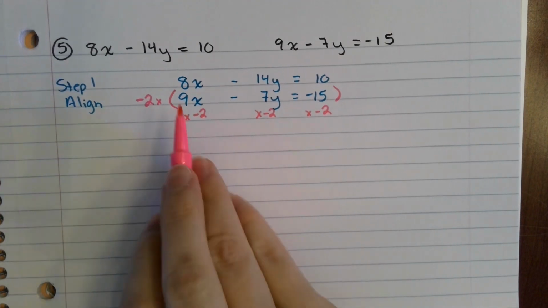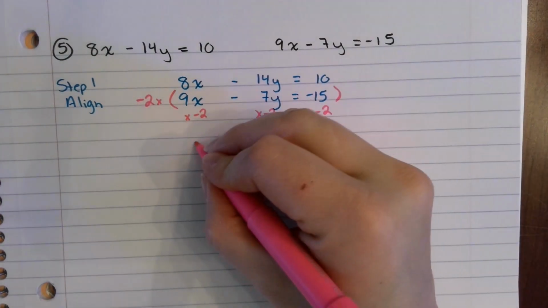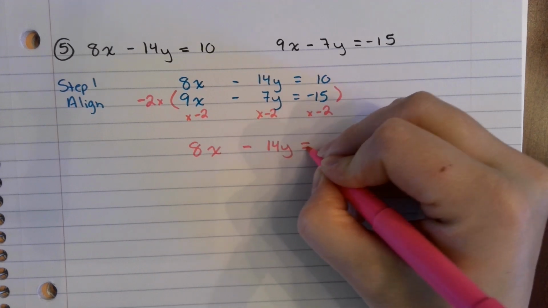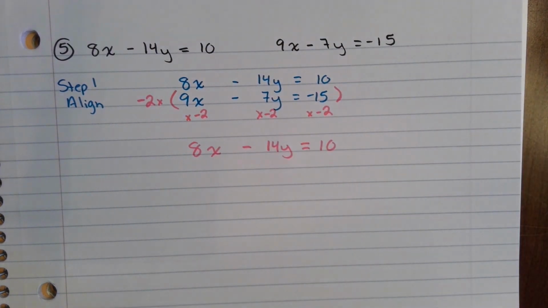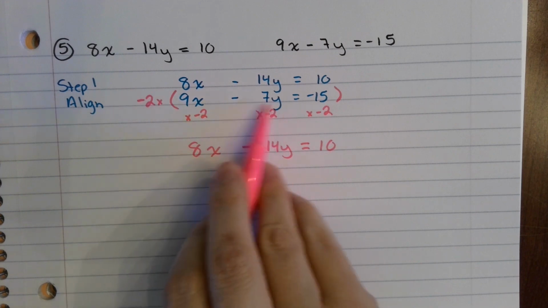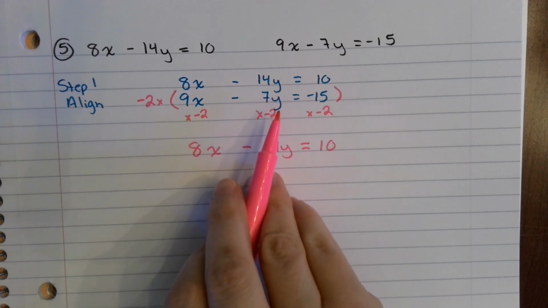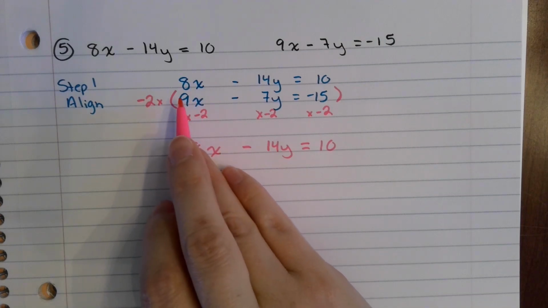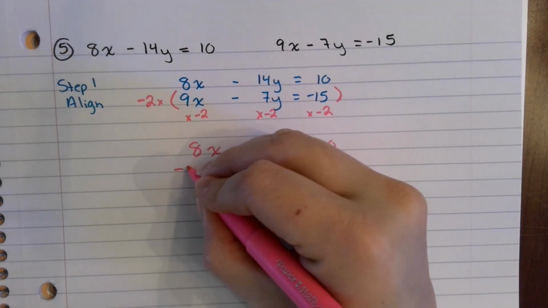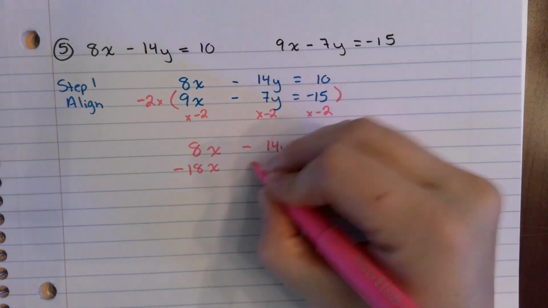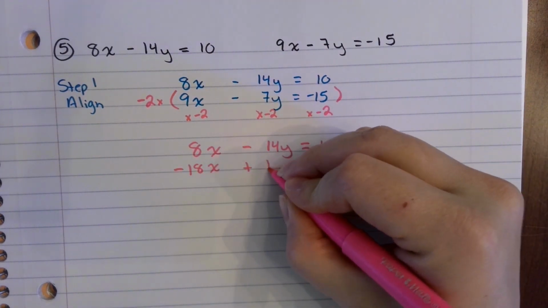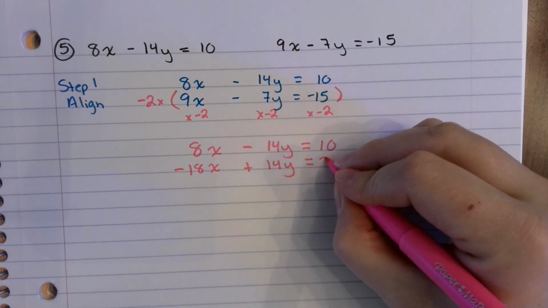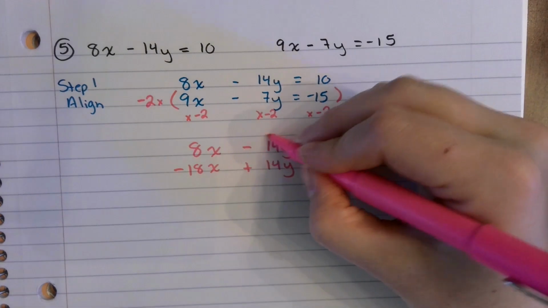Okay, so the first equation is going to stay untouched. 8x minus 14y is equal to 10. Now, I multiplied by a negative 2 so that I could get that positive 14 here for my zero pair. But I also had to multiply this by a negative 2. So 9x times negative 2 gives me a negative 18x. We then have a positive 14y, and that's going to equal a positive 30. So here's my zero pair.